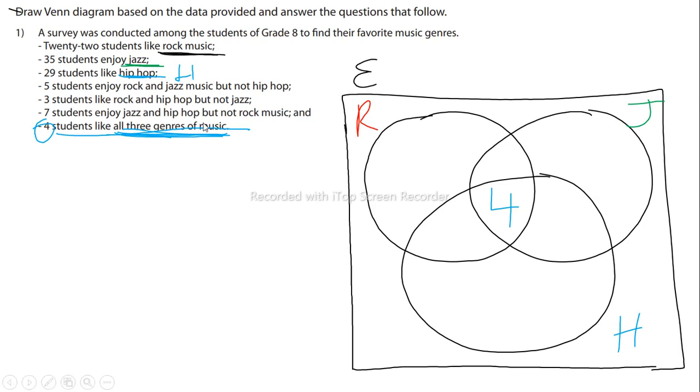Now, 7 students enjoy jazz and hip hop, but not rock music. So this is jazz and hip hop, but not rock music. So where is that gonna be? On the right hand side of 4. Very good, because it says jazz and hip hop, but not rock. So this is where it's gonna be right there. So it's gonna be 7.